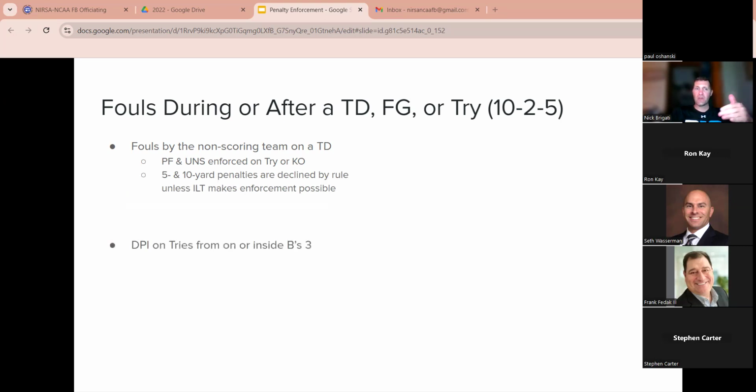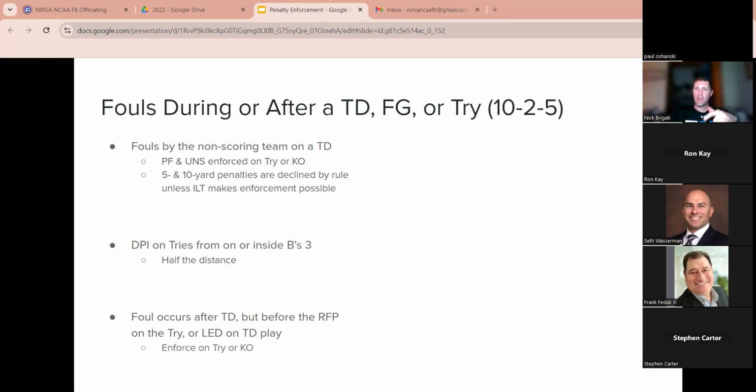DPI on tries from on or inside B's 3, half the distance, mentioned that before. If a foul occurs after a touchdown, but before they're ready for play on the try, or it's a live ball penalty enforced as dead ball penalty on a touchdown play, those can be enforced on the try or the kickoff.